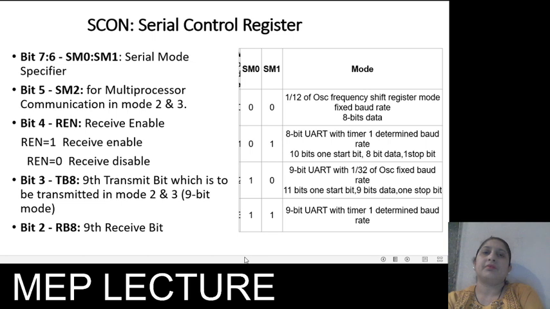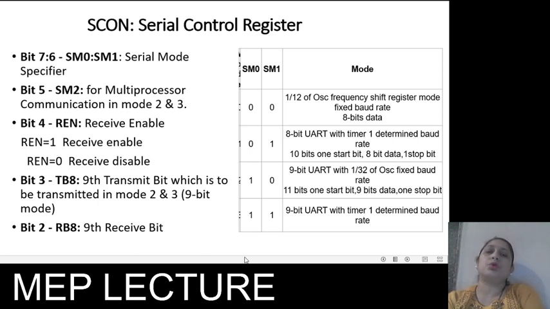Here the clock frequency is divided by 12, and it supports the 8-bit data transmission mode. When you go for mode 1, it is an 8-bit UART: 8 bits of data, one start bit and one stop bit, which means a total of 10 bits, with timer 1 determining the baud rate.